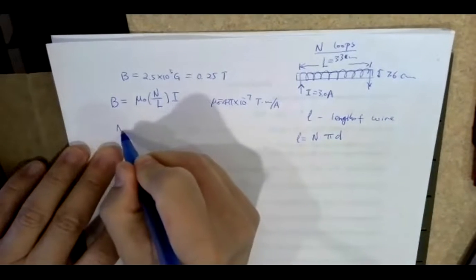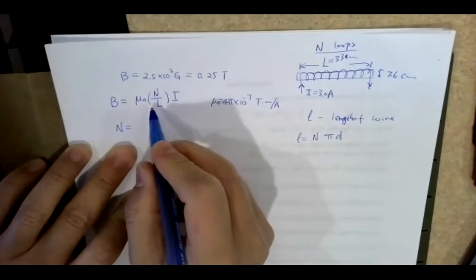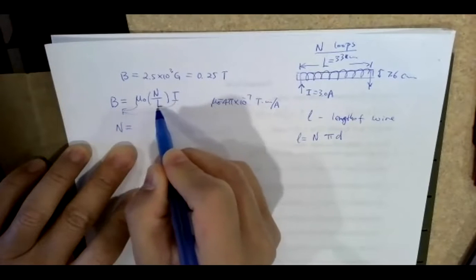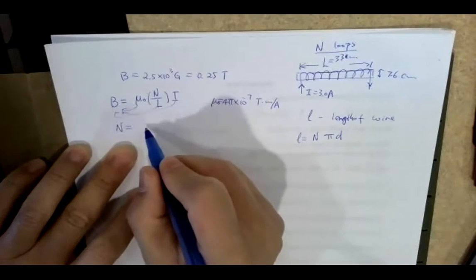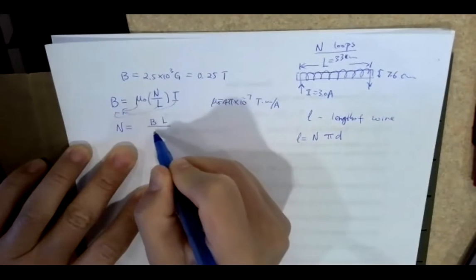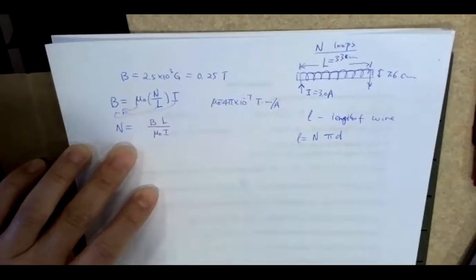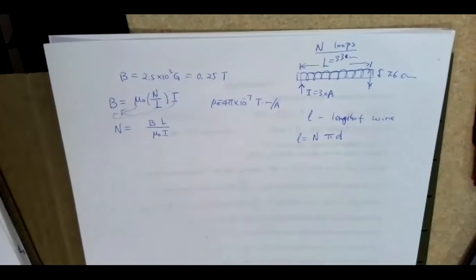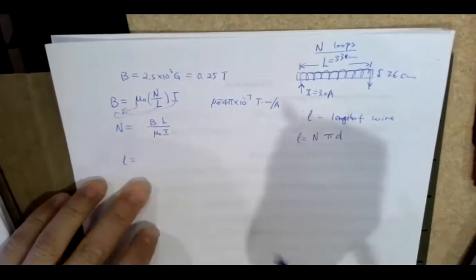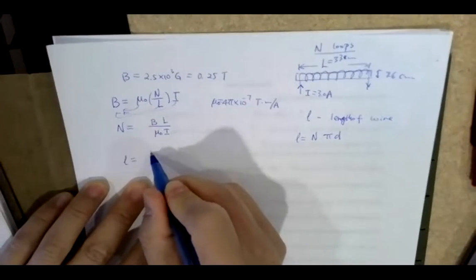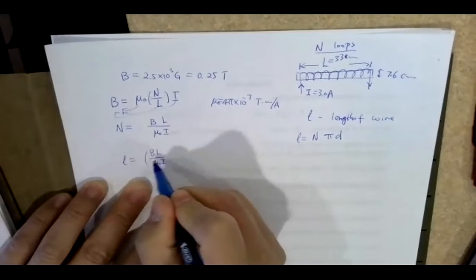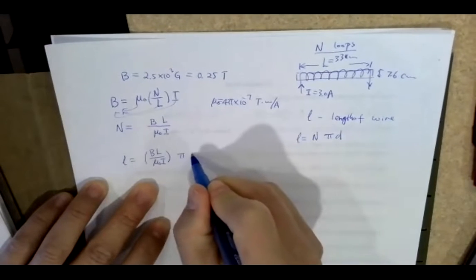So you can actually solve for your n. You keep n on one side and move the rest to the other side. So this to the other side, this guy to the other side, and L to the other side. So B, in the denominator here L goes up, and mu naught times I goes down. That will be your total number of loops n. Then your total length L should be equal to B times L over mu naught I times pi times D.